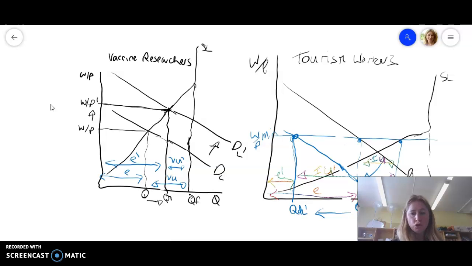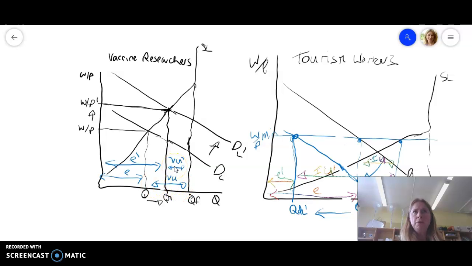So before we move on to tourism workers, which is a different story, not so great, we're seeing an increase in the demand for labour of vaccine researchers. Again, I'm being really specific to a particular industry. What we'll see as a result is that wages in this market will increase from W over P to W over P1, because there's no minimum wage. And there'll be an increase in employment. Even though it costs firms that make vaccines more, they're still really wanting to get those workers. So the employment level will increase from E to E1, while the amount of voluntary unemployment in this market will decrease from VU to VU1.